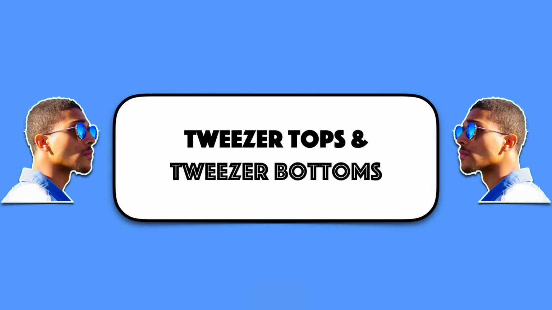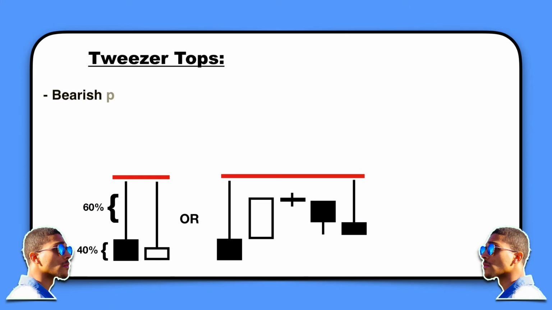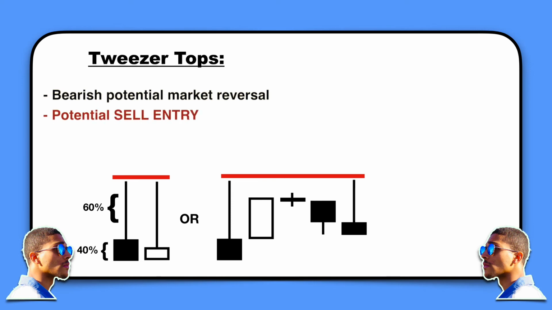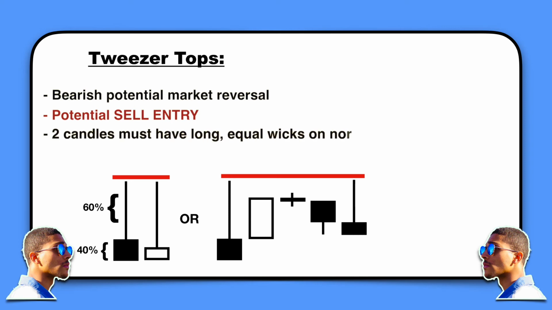Lastly, let's look at tweezer tops and tweezer bottoms. Tweezer top formations are a bearish potential reversal. They provide you with a possible sell entry into the market. Tweezer tops can consist of 2 or more candles. Bodies of the candles can be bullish, bearish, or both. At least 2 candles must have long, equal wicks on the north side of their bodies. The wick on the north side of the body must be at least 60% of the candle's total height.